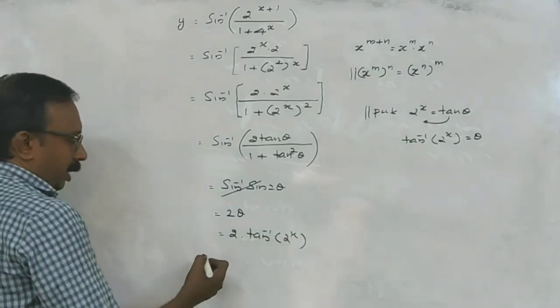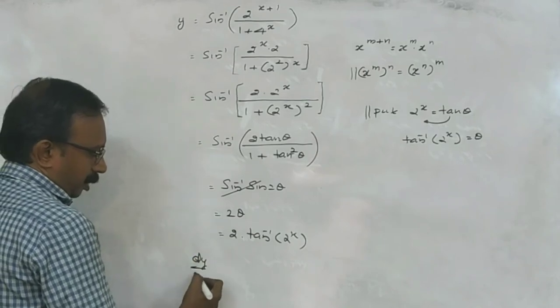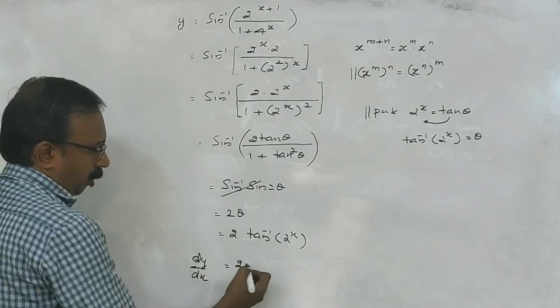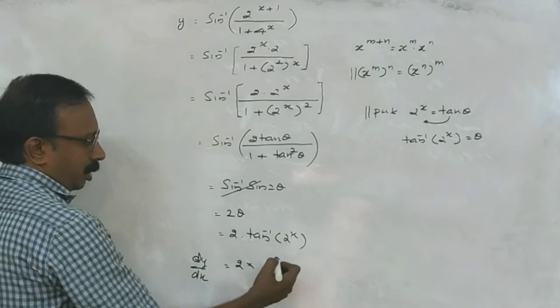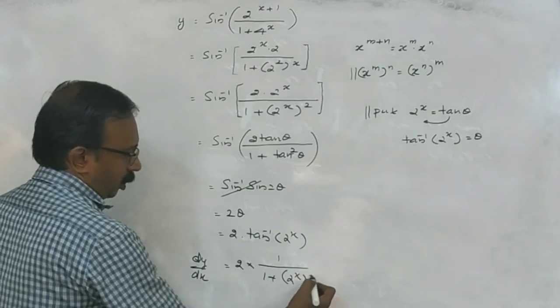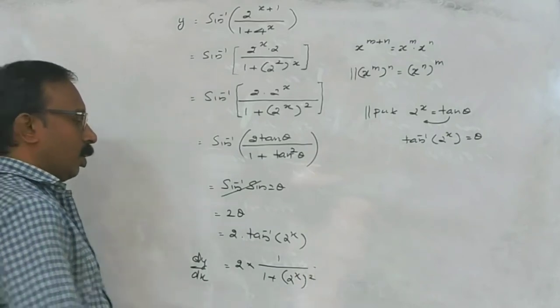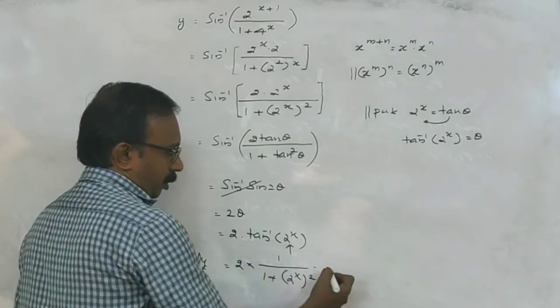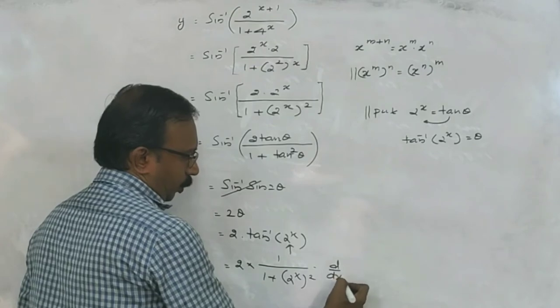Now find dy by dx. dy by dx is equal to 2, a constant, into the derivative of tan inverse x, which is 1 by 1 plus x square, with x as 2 raised to x the whole square, into. Now find the derivative of 2 raised to x, d by dx of 2 raised to x.